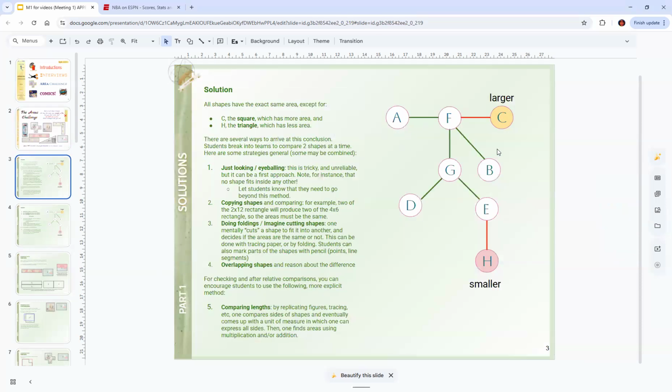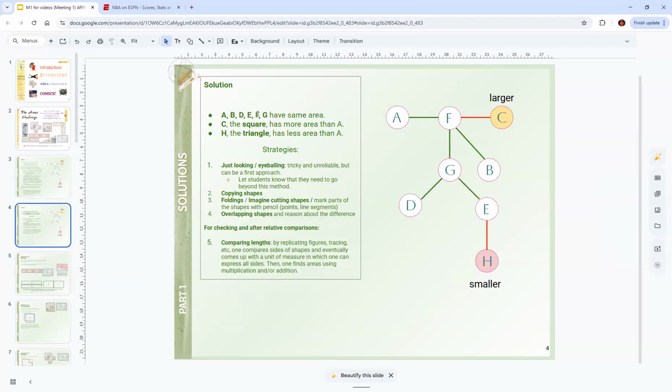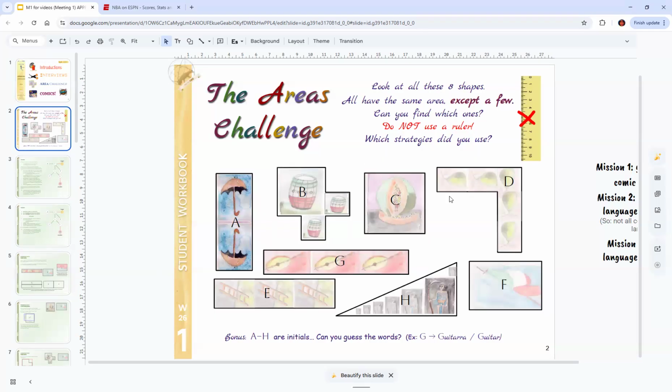So here's the solution. Almost all shapes are equal. So let me go here. A, B, D, E, F, and G all have the same area, and C is larger than each of these, and H is smaller than each of these. So there are just three categories of size: large, medium, and small. However, they're pretty close, so eyeballing is not reliable.